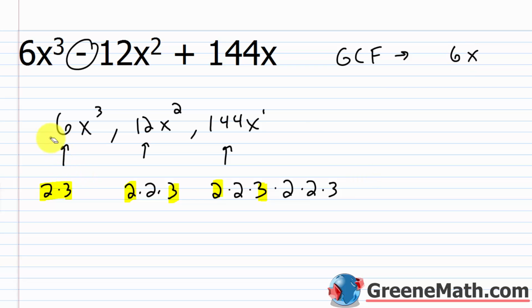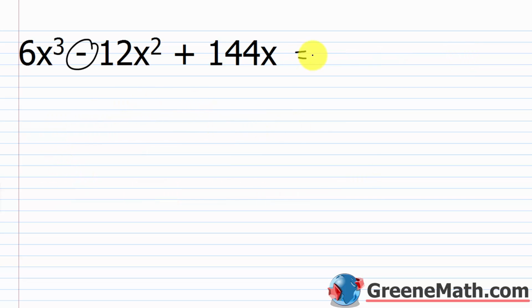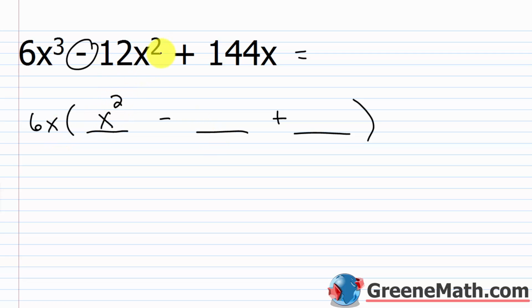So what I want to do now, let me erase everything. I want to write my GCF, which is 6x, outside of some parentheses. And then I want to divide each term by 6x to get the terms that are missing in here. So I've got this one, I've got a minus, I've got a term here, and plus, I've got a term here. So 6x cubed divided by 6x would be x squared. If you have 12x squared divided by 6x, 12 divided by 6 is 2. X squared divided by x is x. And I've already accounted for the minus sign. I already put it there. Okay, so you don't need to worry about that.